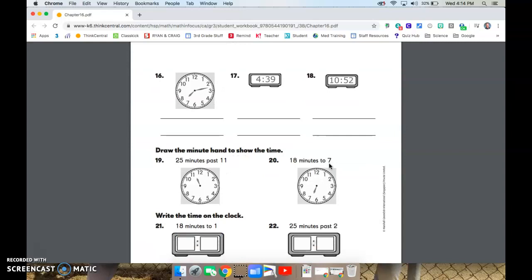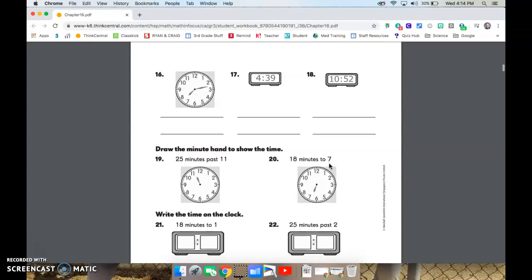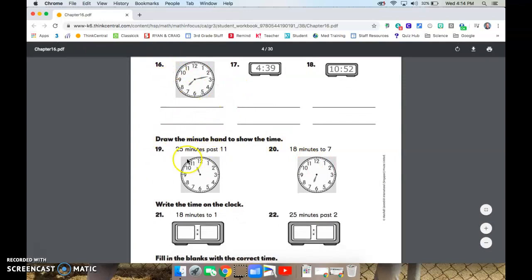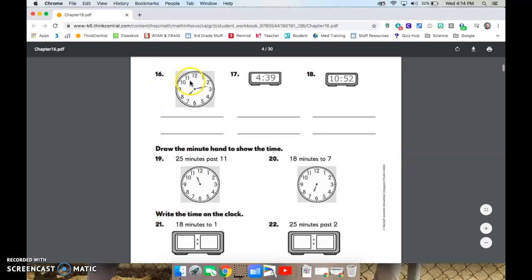Wow, this is going faster, guys. We're already on the last page. Time flies when you're having fun, huh? That was a good one, wasn't it? Ha ha ha, that's right. All right, let's keep going here. Oh, time flies when you're having fun. Oh my gosh.